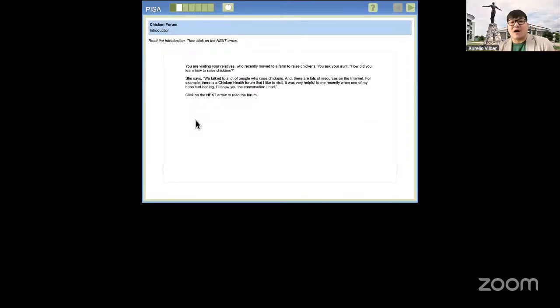And there are lots of resources on the internet. For example, there's a chicken health forum that I like to visit. It was very helpful to me recently when one of my hens hurt her leg. I'll show you the conversation I had. Context pa lang yun. Click on the next arrow to read the forum.